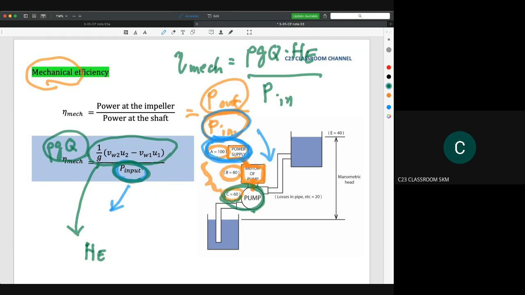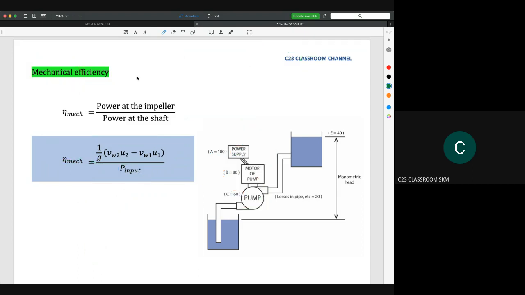I hope you could understand that sometimes you need to really understand the efficiency, because Euler head sometimes will become input, and sometimes it will be used as the output of the system. So it depends on the efficiency. In mechanical, we will take the power supply here as the input, and we will take what happened inside the pump as the output. So we could calculate the power at the pump by using rho g Q and Euler head.